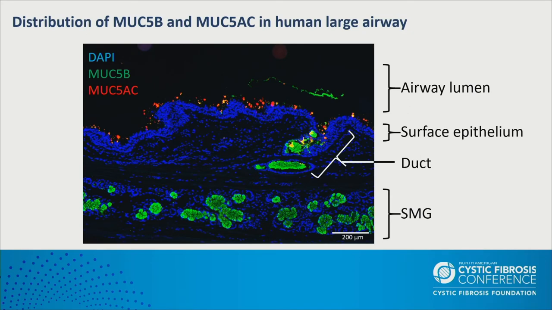This is one example of immunofluorescent co-staining of MUC5B in green color and MUC5AC in red color. And as you can see, the submucosal glands exclusively secrete MUC5B, and glandular secretions are transferred via the gland duct to the surface lumen. And surface epithelium secretes both MUC5B and MUC5AC.